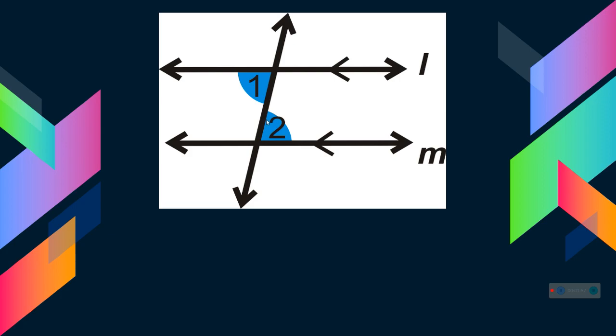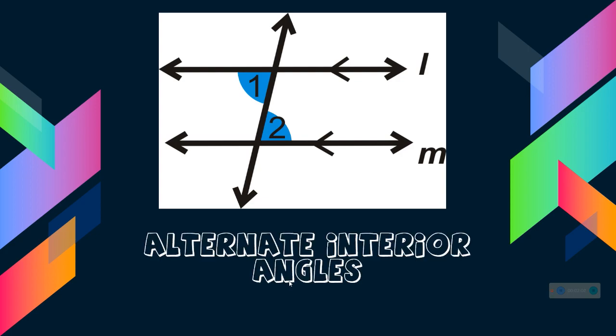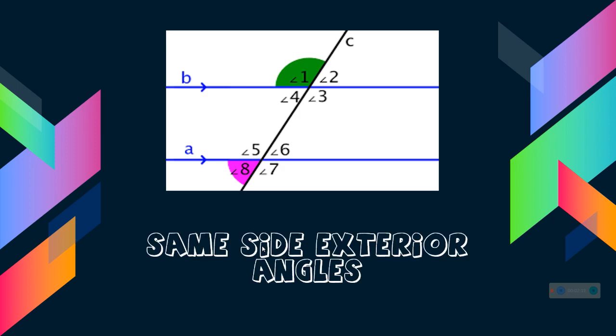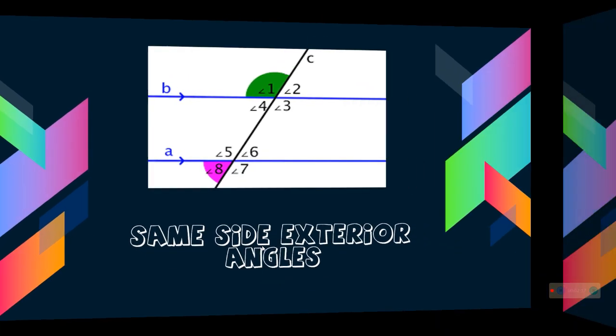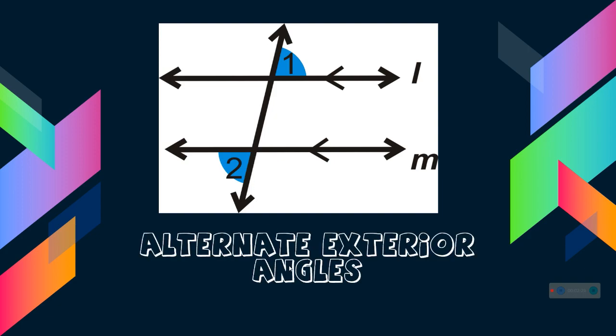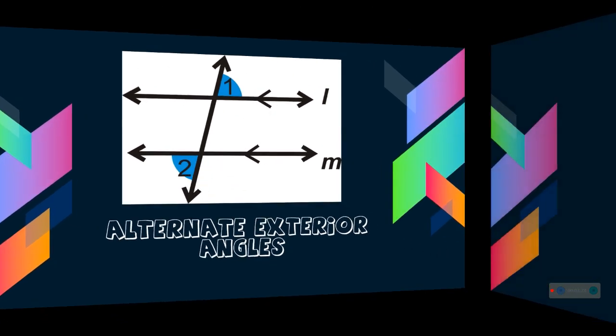Next figure, we have this one. What do you call angle 1 and angle 2? That's correct. They are what we call the alternate interior angles. Correct. Next, how about this figure? What do you call angle 1 and angle 8? Okay, so they are the same side exterior angles. How about this figure? What do you call angle 1 and angle 2? Okay, they are the alternate exterior angles.